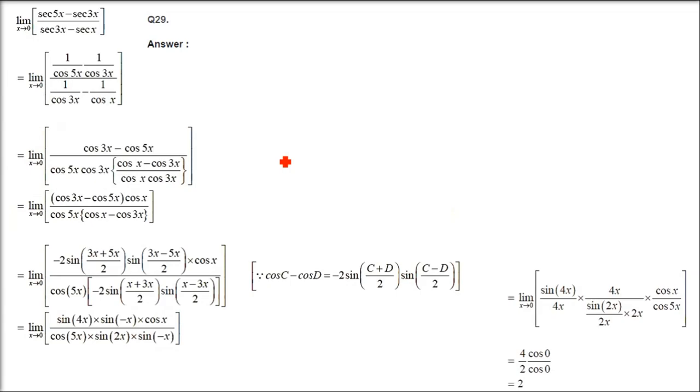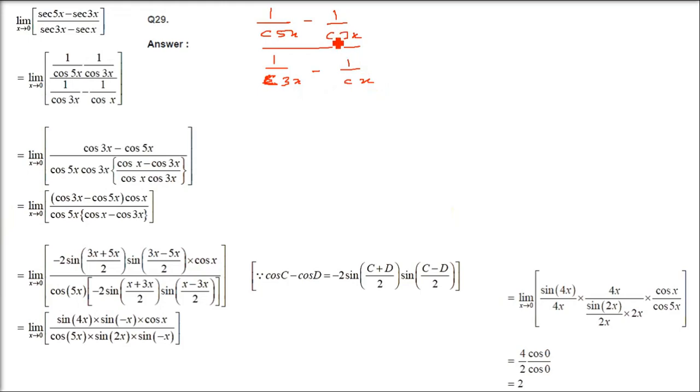This is question number 29. Here we have sec 5x minus sec 3x by sec 3x minus sec x. Let us convert this first into cos terms. That is 1 by cos 5x minus 1 by cos 3x divided by 1 by cos 3x minus 1 by cos x.